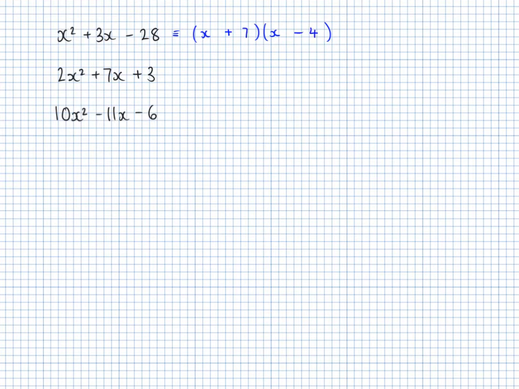And I know that if I was to multiply this out I will get this. So I've rewritten an equivalent expression. That's why I've used the identity symbol. This is true for any value of x. I've just rewritten this, so I haven't made an equation or anything like that.